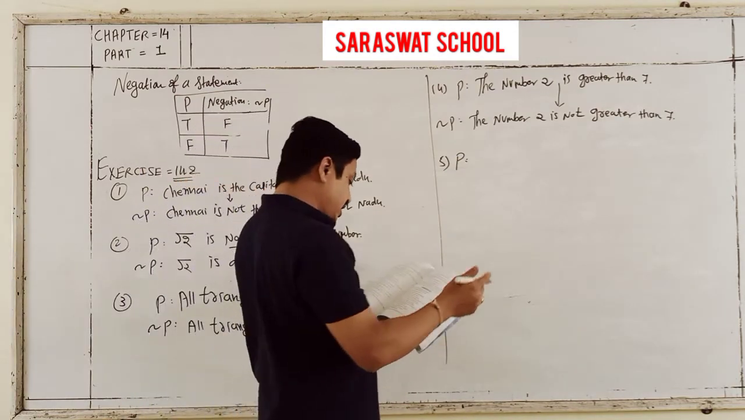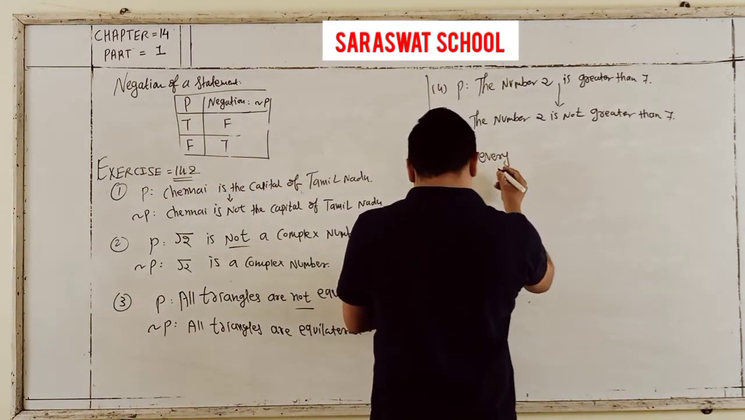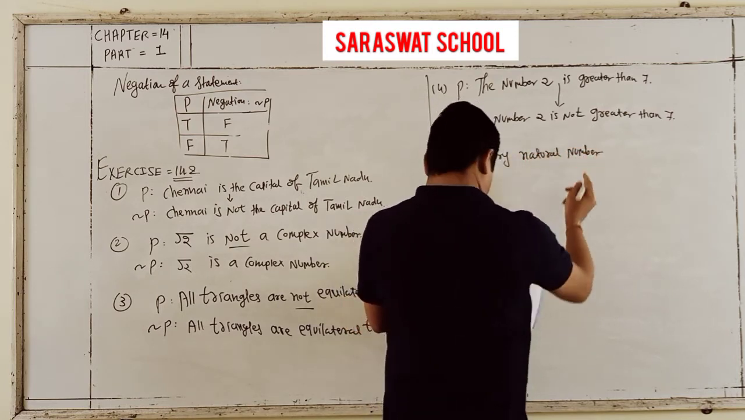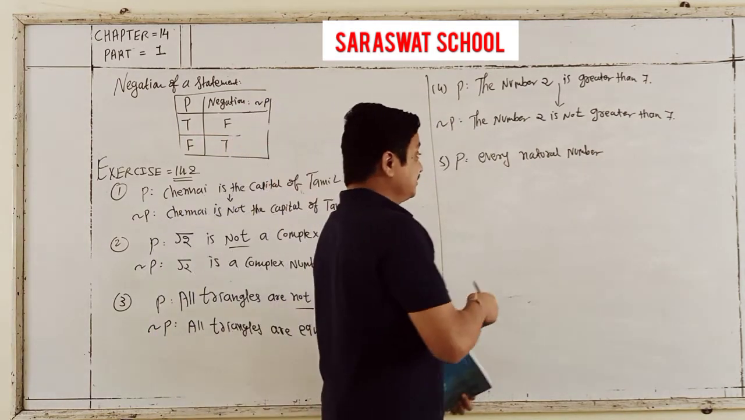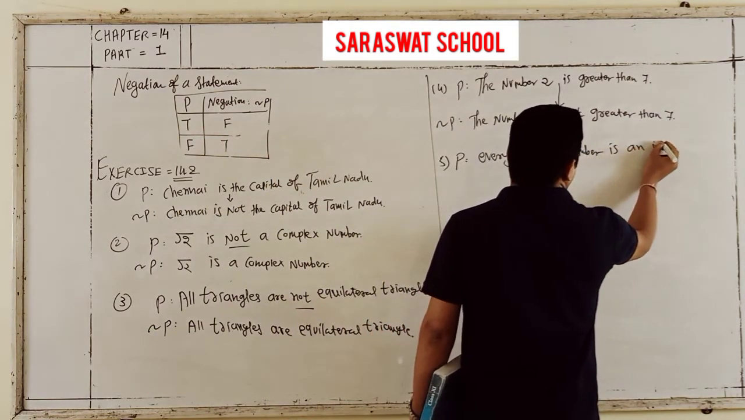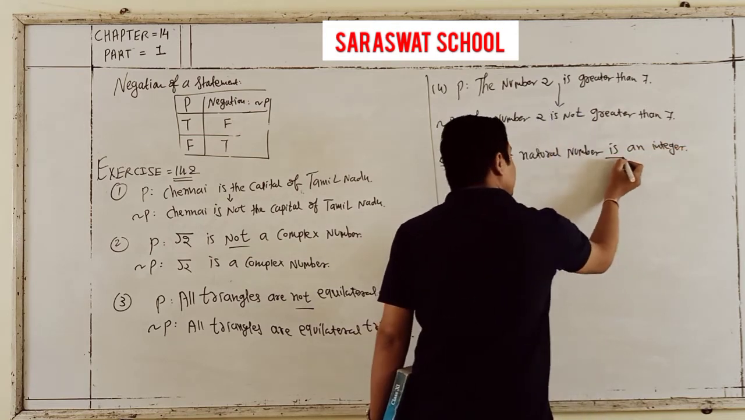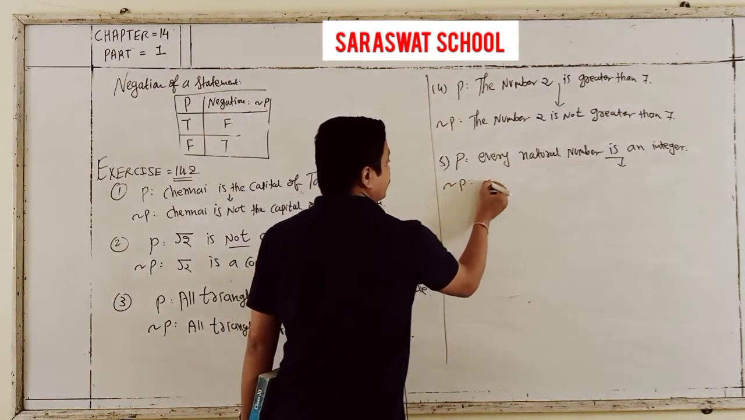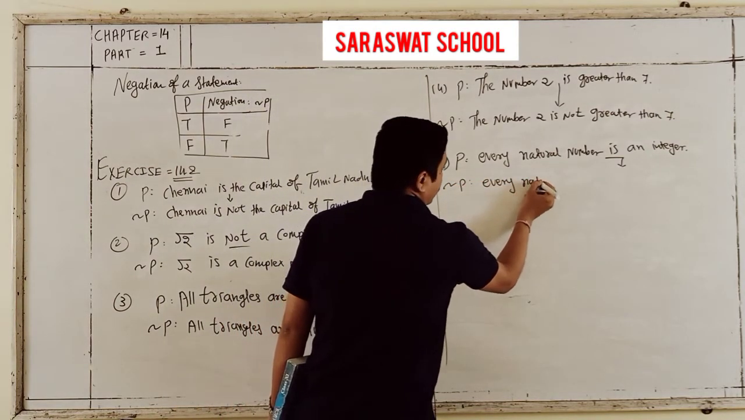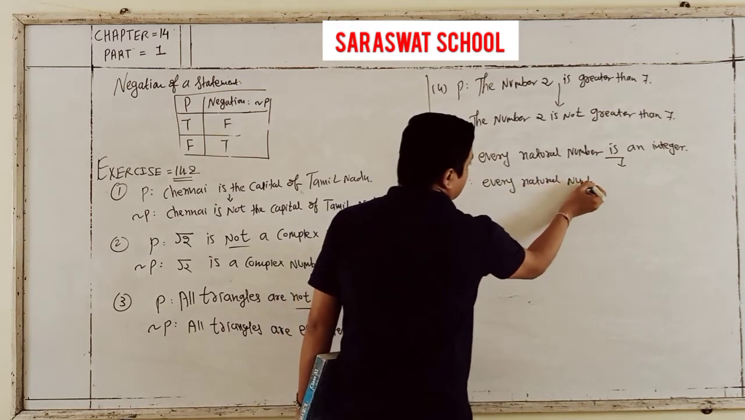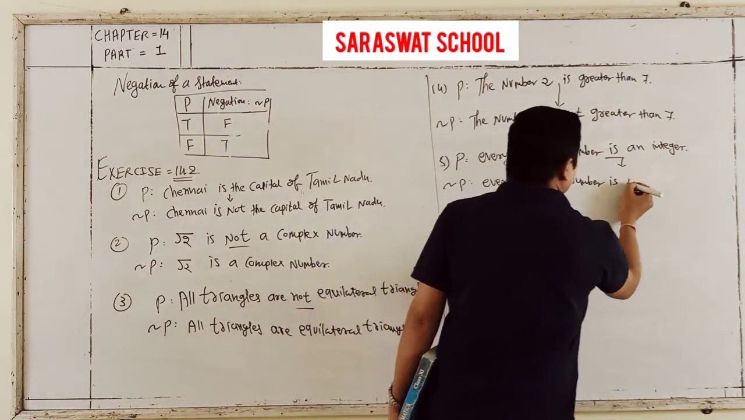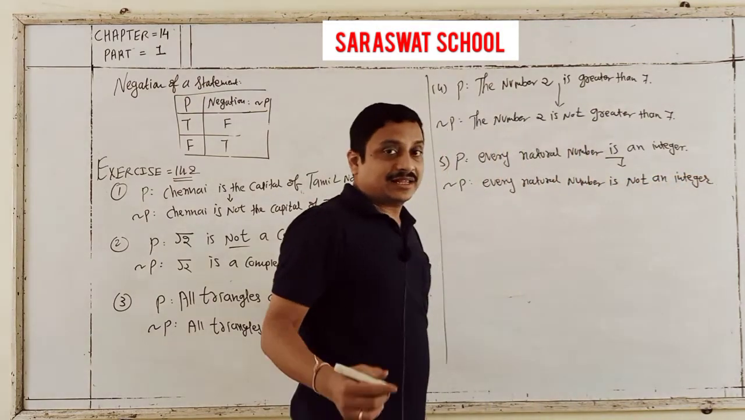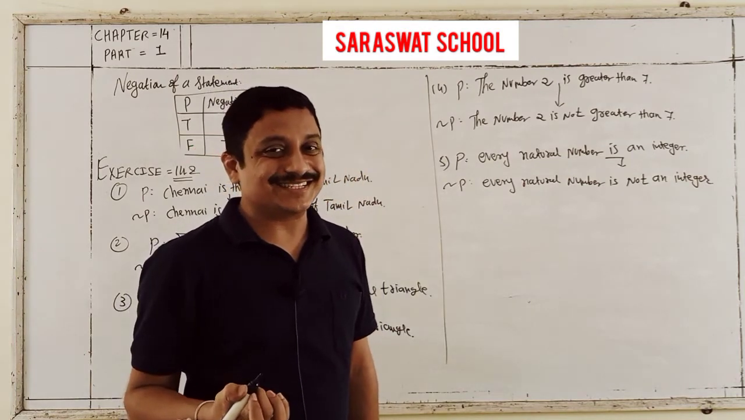Now the fifth one, also the same running. In the fifth, every natural number is an integer. So only this I change: is not an integer. Negation P, every natural number is not an integer. And that's why, students, I just covered my answers in a simple way.